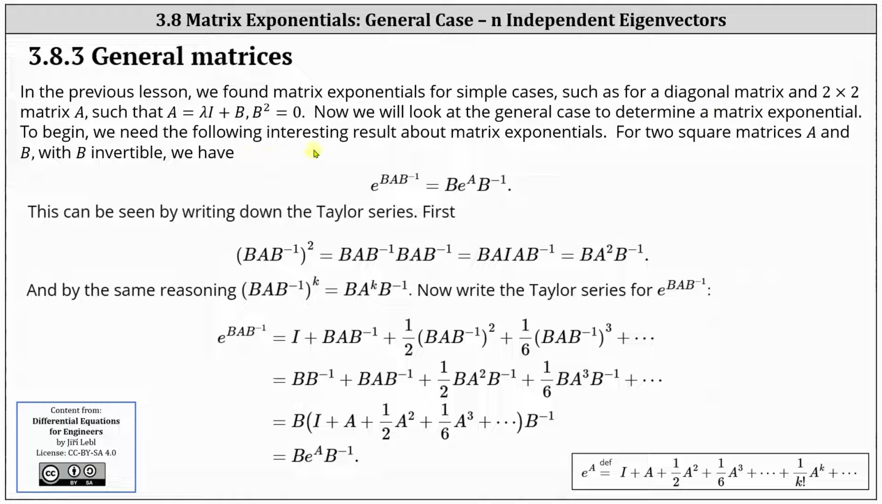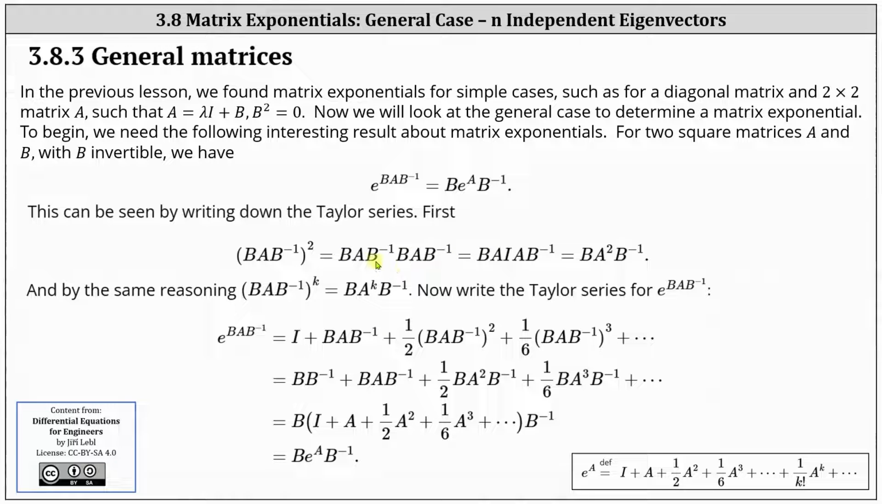To begin, we need the following interesting result about matrix exponentials. For two square matrices A and B with B invertible, we have e to the power of B A B inverse equals B e to the A B inverse. This can be seen by writing down the Taylor series first. Let's begin with the square of B A B inverse. This is equal to 2 factors of B A B inverse.